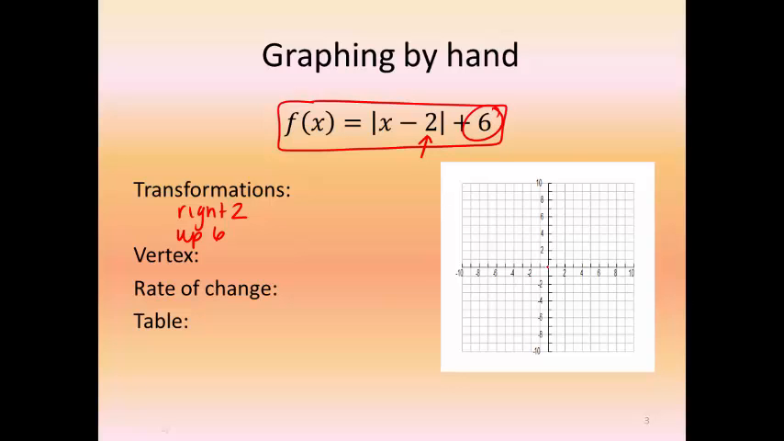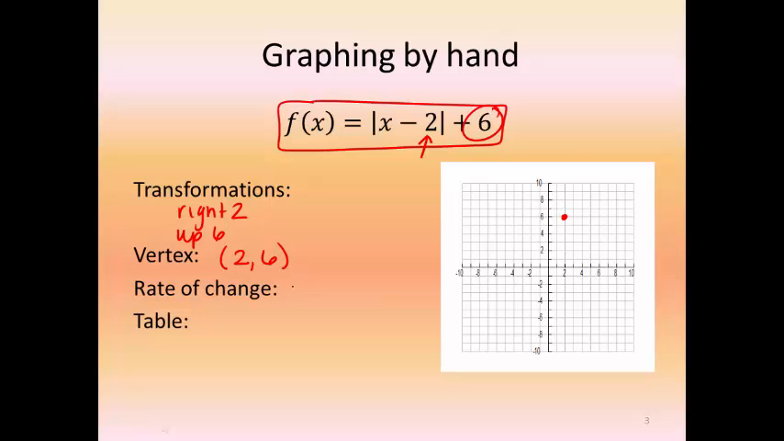If I take this graph and I move it to the right 2 and I go up 6, right there, that's what we call the vertex. So 2, 6 is my vertex. It'll make a little bit more sense when we start graphing them, but you should remember this from our Desmos activity.